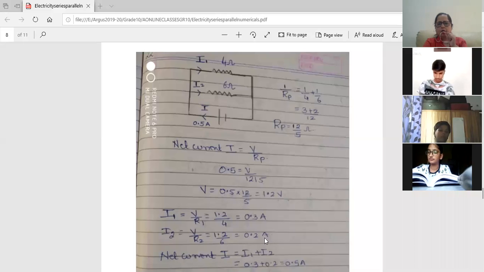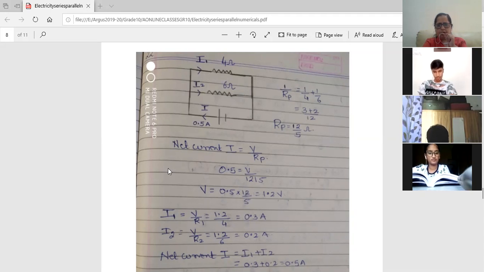And if I want to know if my answers I1 and I2 are correct, all I need to do is add them both, I1 plus I2. I have got the net current 0.5. Did I get 0.5? I got 0.5, right? So the current flowing in the upper branch is 0.3. The current flowing in the lower branch is 0.2. And when I add both of them, I am getting the net current. So my answer is correct.